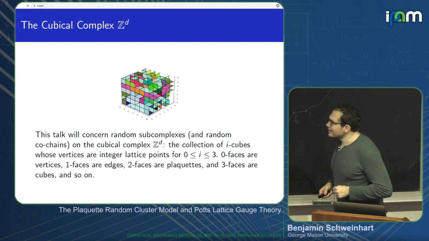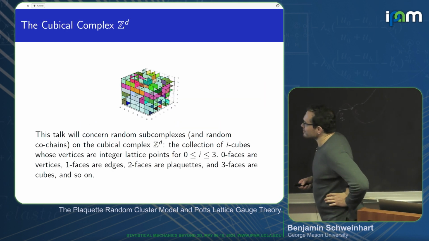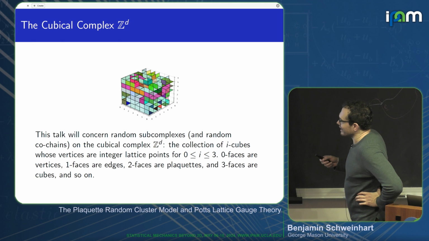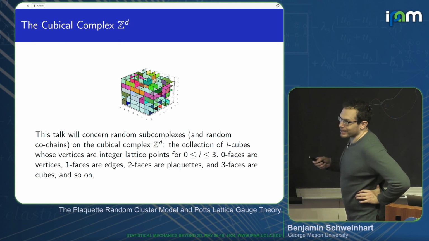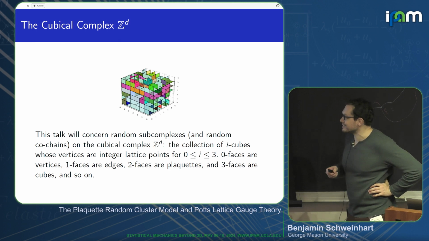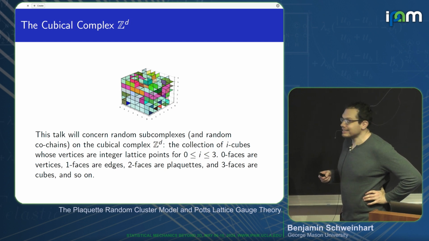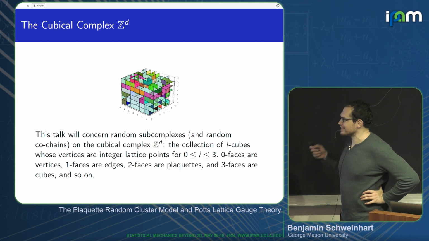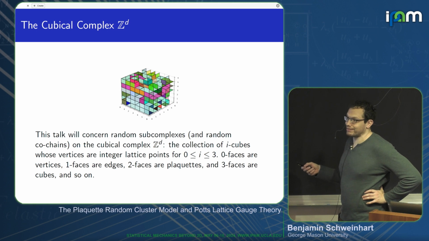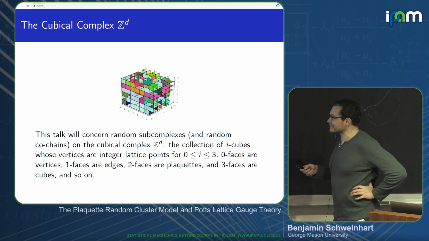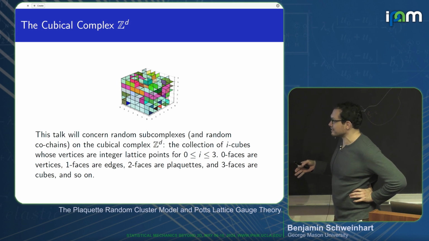this work. Okay, so like in Paul's talk, I'll be talking about random subcomplexes and random cochains as well on the cubical complex Z^d. So as you know, in lattice statistical mechanics, often your system is defined with respect to the nearest neighbors graph on the integer lattice. So the cubical complex is defined similarly, except you add in higher dimensional faces as well.